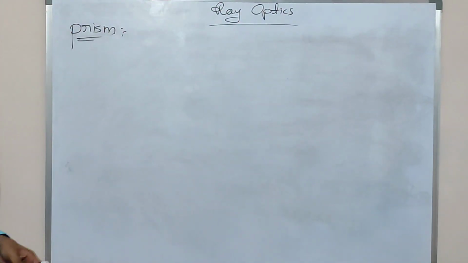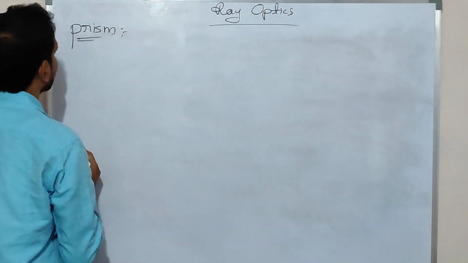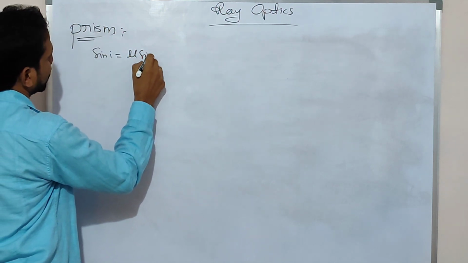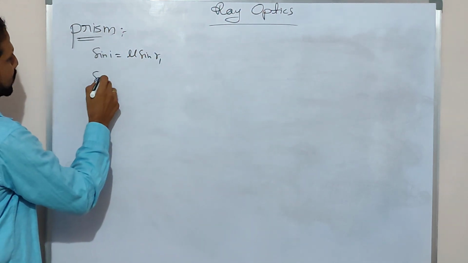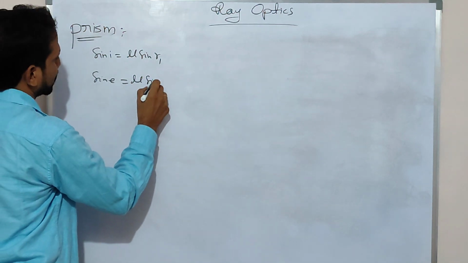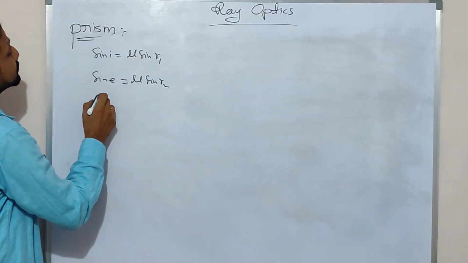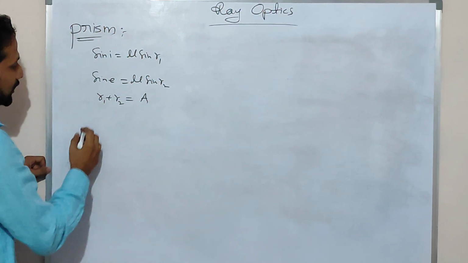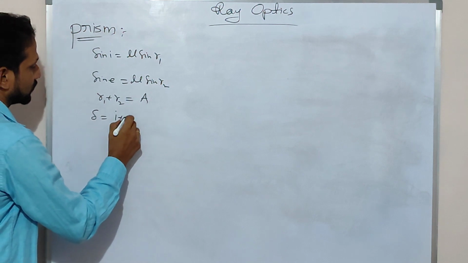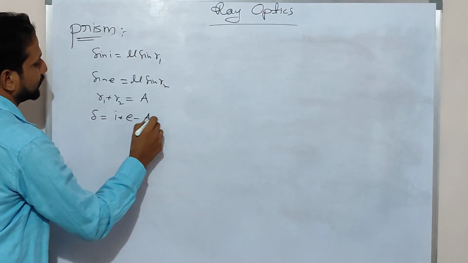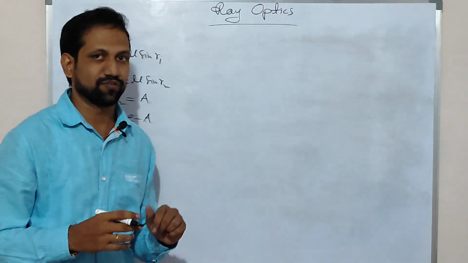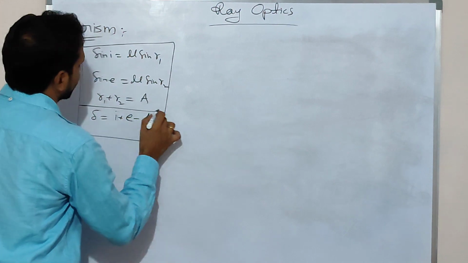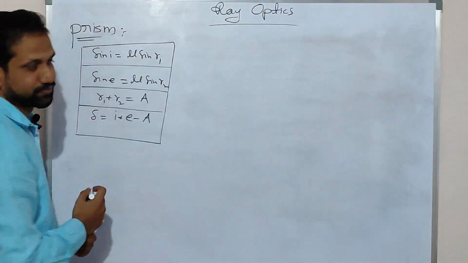So let us list out the equations I just derived here. Sin I equals mu sin R1, next sin E equals mu sin R2, and then R1 plus R2 equals A, and delta equals I plus E minus A. The A is also called the angle of prism. Okay, so these four equations you have to remember, and you can solve any problem easily, right?